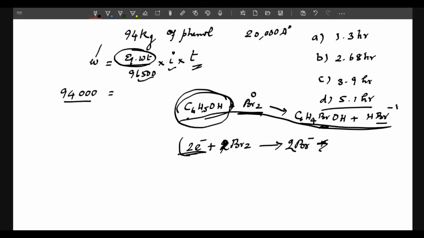Here, two electrons are involved. Therefore, the equivalent weight of phenol is molecular weight by 2. Therefore, it is given in gram, 96,500. I is 20,000 and T in seconds would be obtained, converted into hours. Okay, that is another problem. You have to work this out.